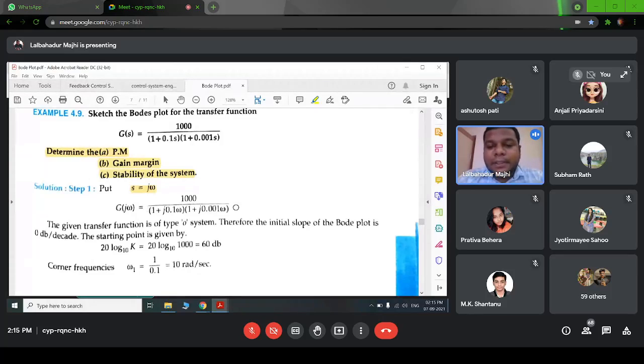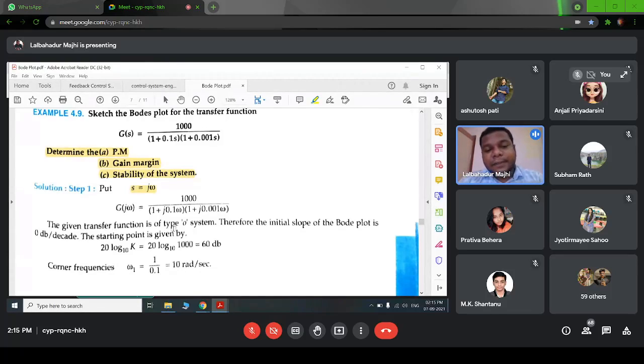So therefore, the initial slope of the Bode plot is 0 dB per decade. If it is a type 0 system, then the initial slope will be 0 dB per decade. And if it is a type 1 system, it will be minus 20 dB per decade. And if it is a type 2 system, then the initial slope will be minus 40 dB per decade.